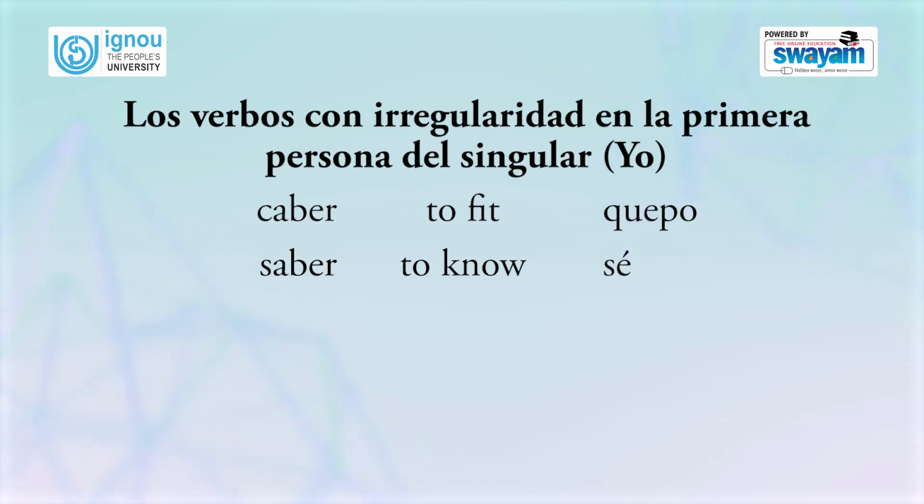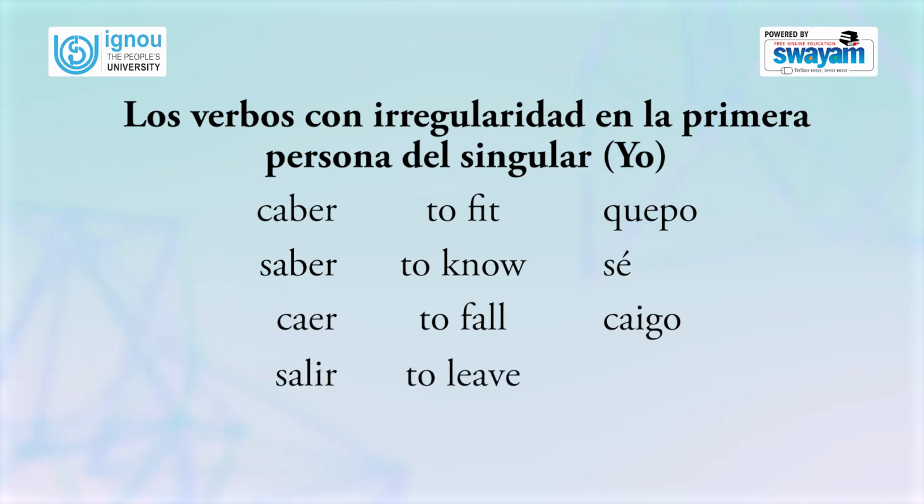I know Spanish. Yo sé el inglés. I know English. Caer, to fall, is caigo, right? So, caigo. Yo caigo de la motocicleta. I fall from the motorcycle. Salir, to leave, is salgo, not salo. Salgo de noche con mis amigos. I go out at night with my friends.